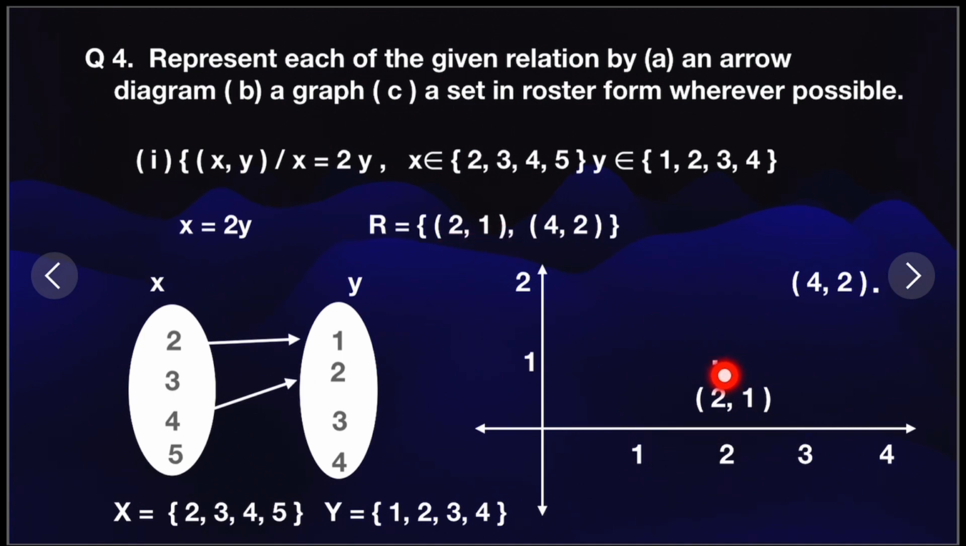2, 1. X coordinate is 2. Y coordinate is 1. This is the point. This point is x coordinate is 4. Y coordinate is 2. So this is the graph.